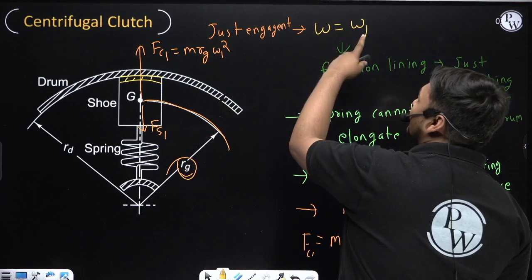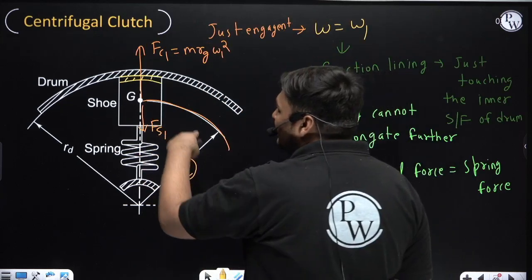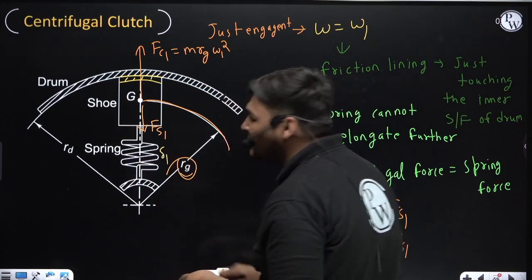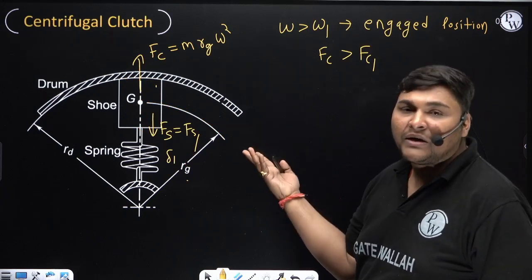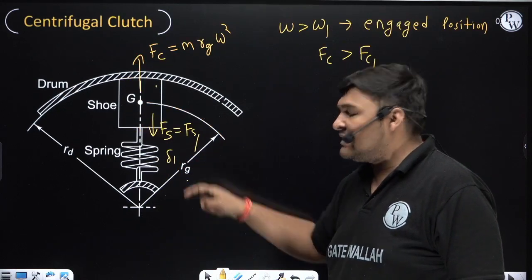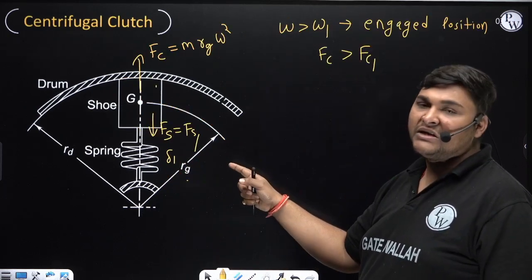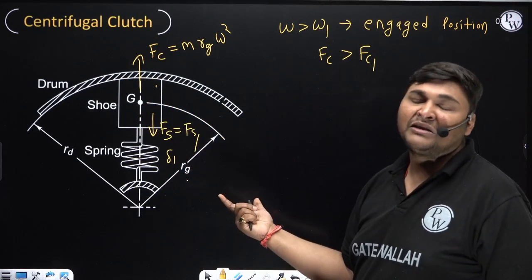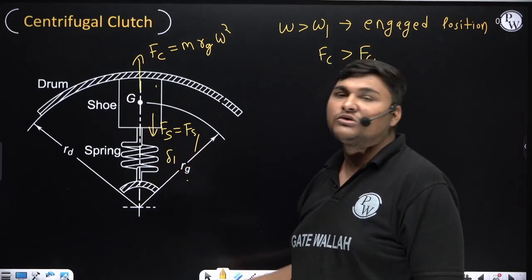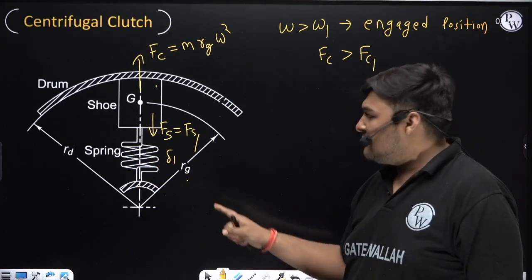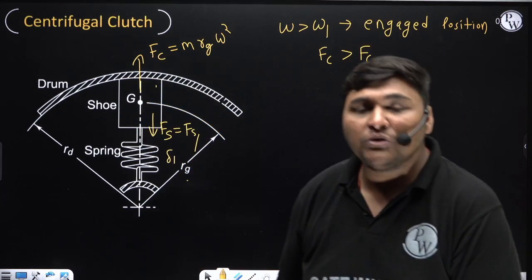Why same as FS1? Because FS1 is the spring force of the just engaged position. After this position, when omega is equal to omega 1, if you increase omega, the spring wants to elongate further, but it cannot. Whatever the elongation of the spring at this position, suppose delta 1, at this position also the elongation will be delta 1, because it wants to elongate further, but it cannot. And suppose the stiffness of the spring is K, so here the spring force will be K delta 1. Here also the stiffness is K, and the deflection remains delta 1, so the spring force will be K delta 1, same as this. So can I say the spring force of all engaged positions will be same?